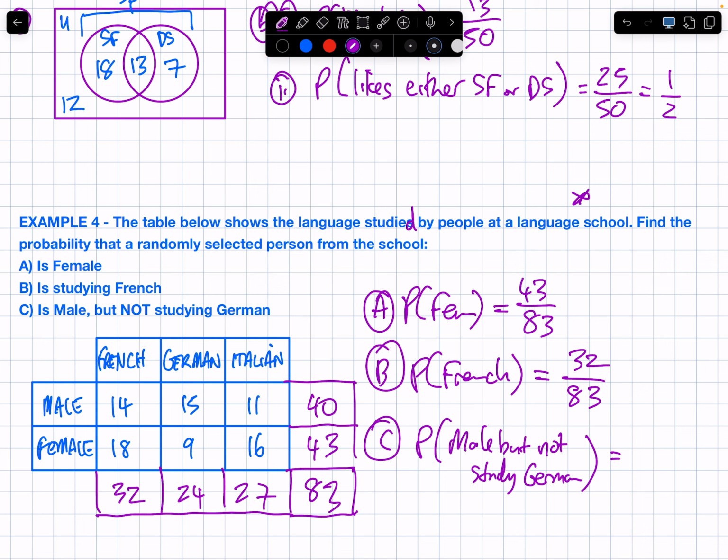This one, we don't use 83 because that question saying male limits us now. It's not going to be over 83. Is male but not studying German. So what's my bottom number going to be? 40. And how many of them are not studying German? 14 and 11, which would be 25. That's going to cancel. 5 over 8.